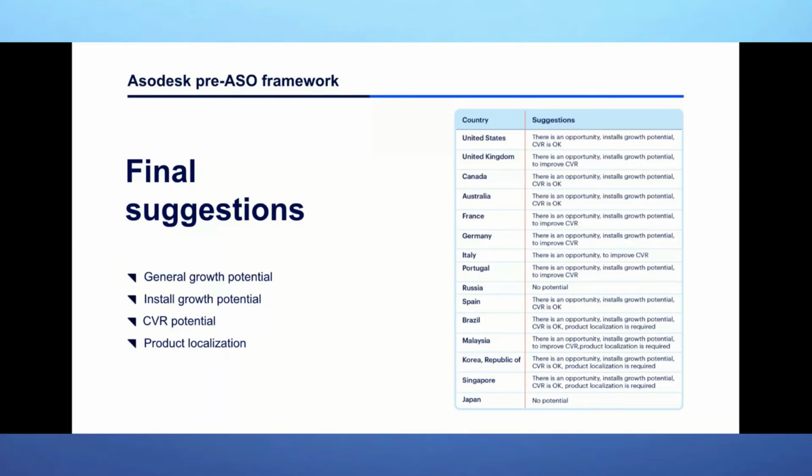Then we can set up whether we should rather reach for installations growth potential, or we should improve the conversion rate of our application, or we should do both. And the last point is product localization. So here, a decision maker is analyzing all this data. It is discussed within the team, and then the final suggestion. Each market is getting final suggestions, and we can easily prioritize markets and set goals for our team.